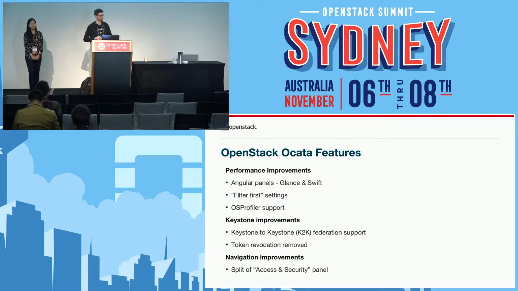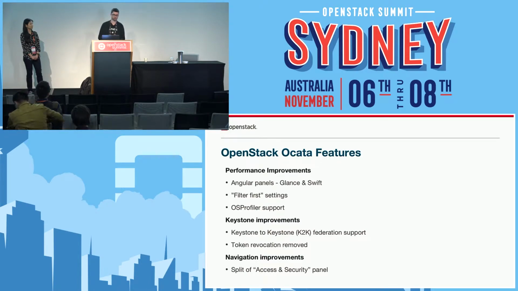So we moved the Glance content and Swift content around the Ocata timeframe to Angular panels. So they're much, much more responsive. The Swift stuff particularly was almost unusable before that time frame. And that was a really, really drastic improvement.